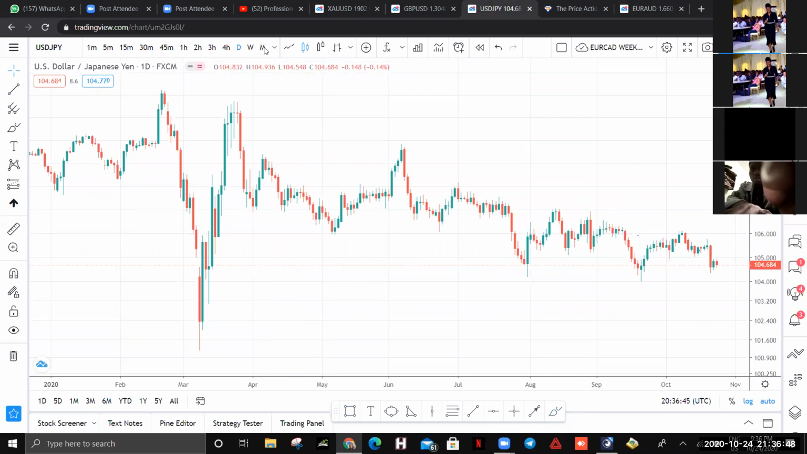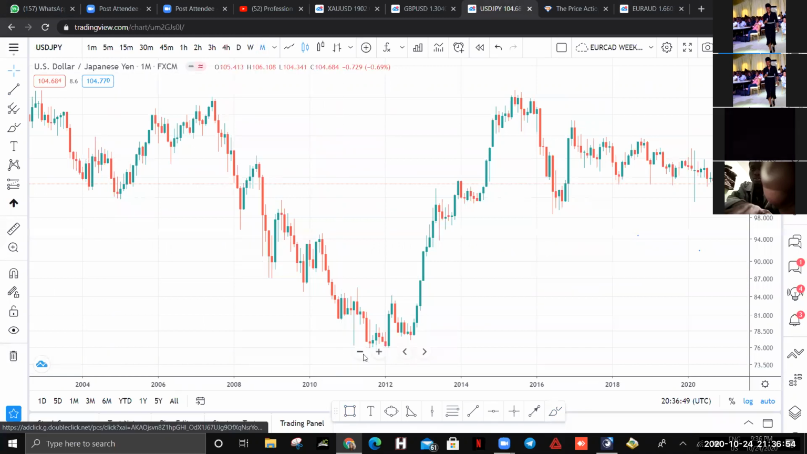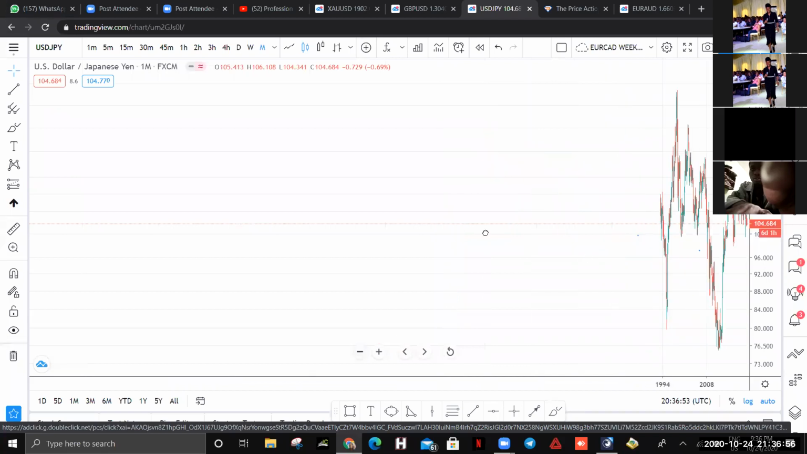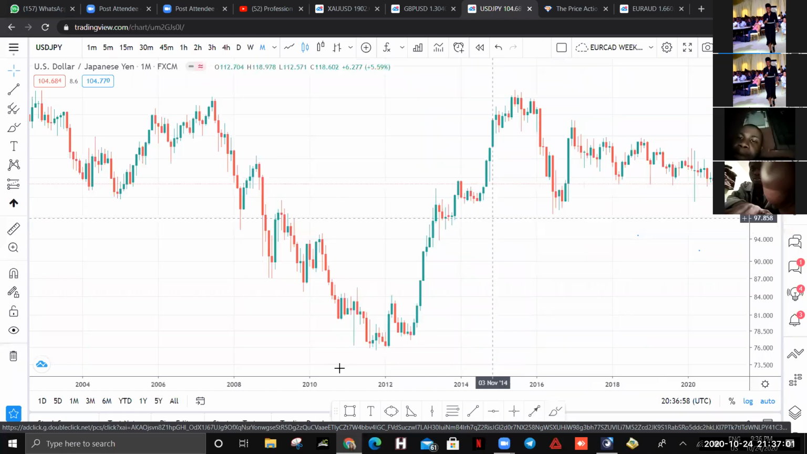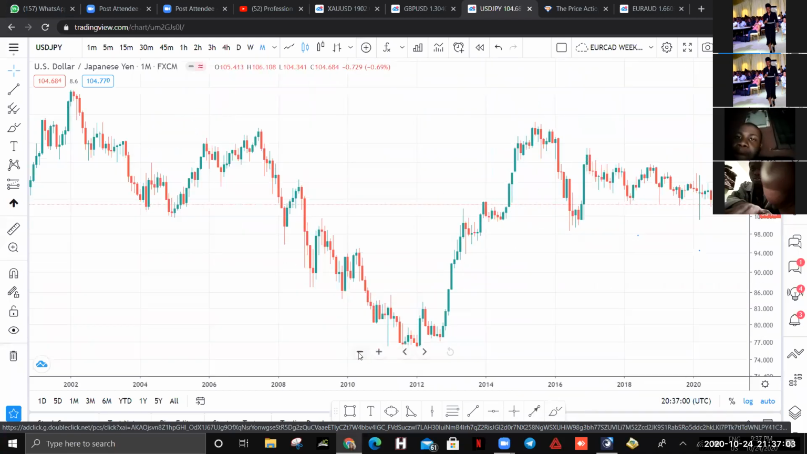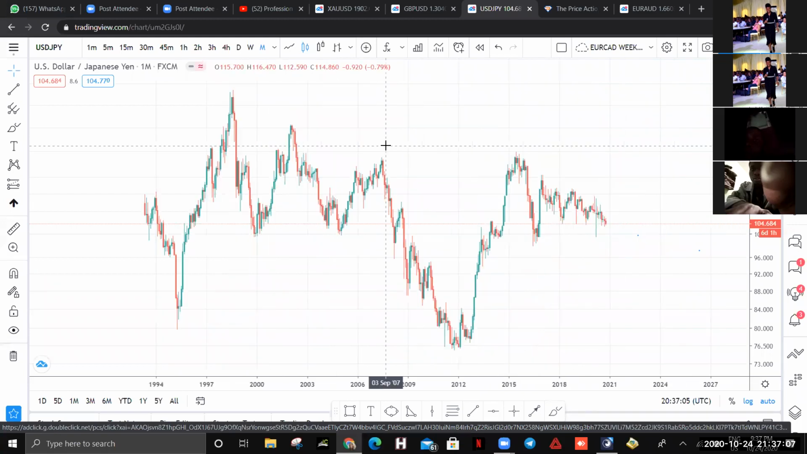So we'll start from the higher time frame, the monthly time frame. Let me zoom out. What are you seeing presently? Let me open it a bit. What are you seeing presently? I'm sure somebody has spotted the pattern I'm seeing here. If you can spot any pattern here, tell me what you spotted.